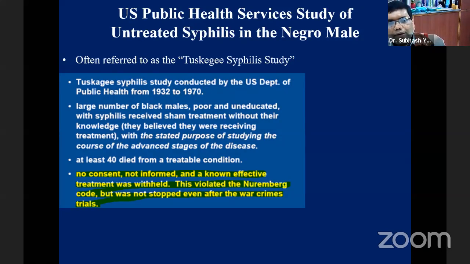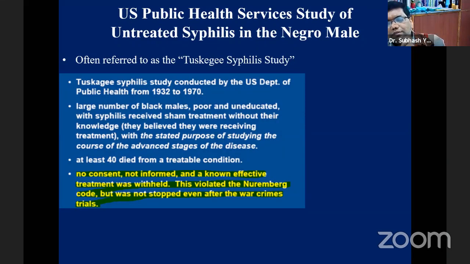And what happened? At least 40 died from a treatable condition, especially after penicillin was invented, which was the treatment of choice. In fact, we can say that after the invention of penicillin, syphilis has actually gone, and there was no consent and they were not informed. A known effective treatment, injectable antibiotic penicillin, was withheld, and this violated the Nuremberg Code.